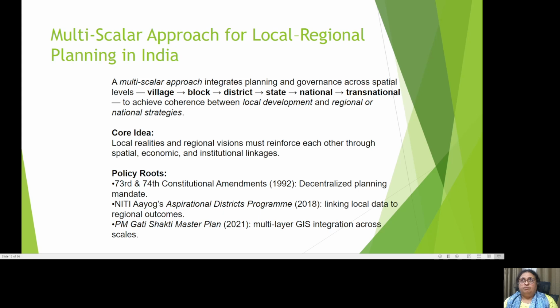Next is the multi-scalar approach for local regional planning. Like TSP, it is another approach, showing how we move from local to regional development.